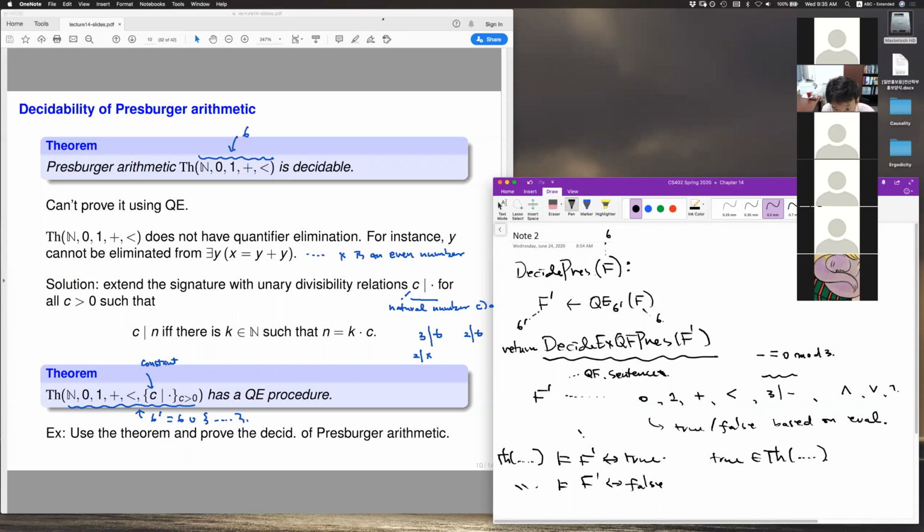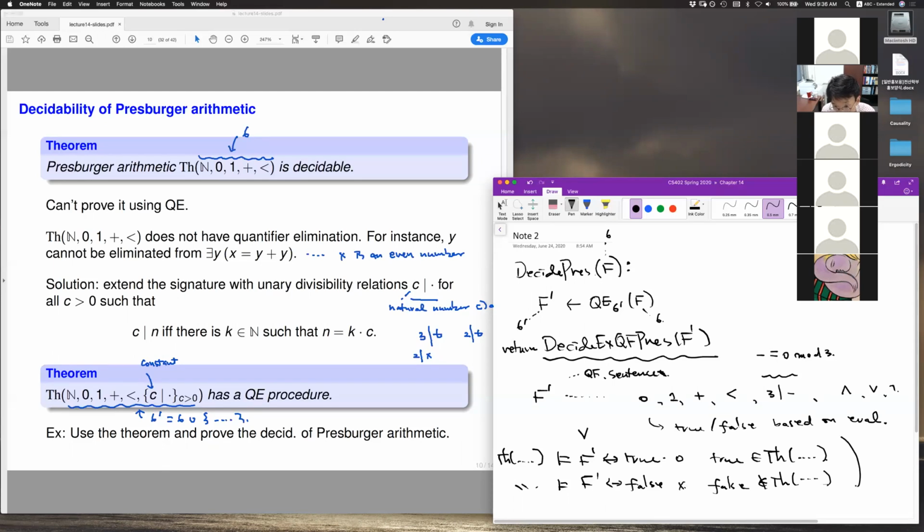In the first case, we just return yes, F prime belongs to the theory. In the second case, false is never in the theory generated from a structure, so we can just say F prime is not in the theory. So it is a yes and no.